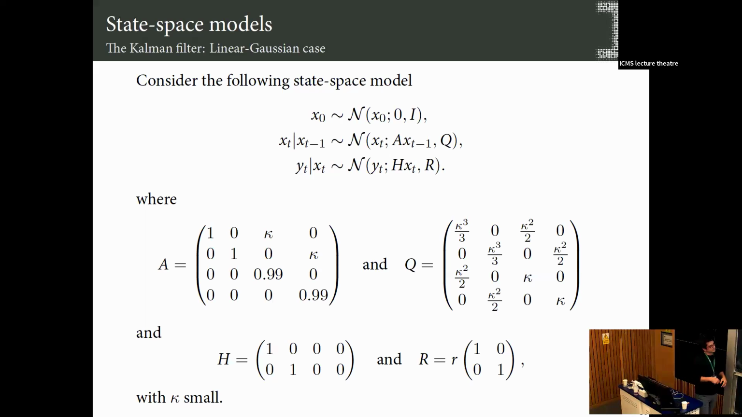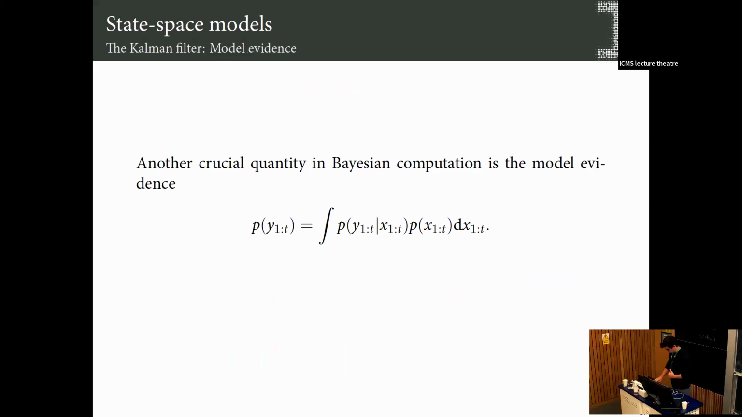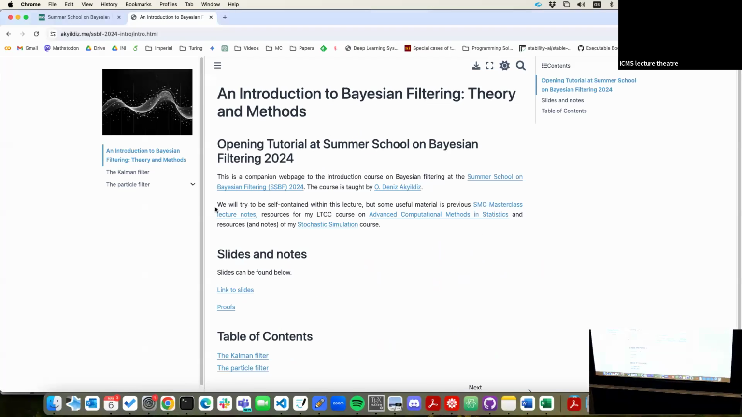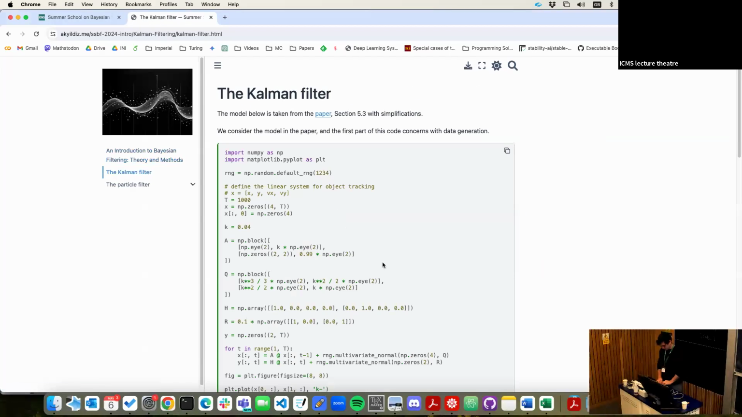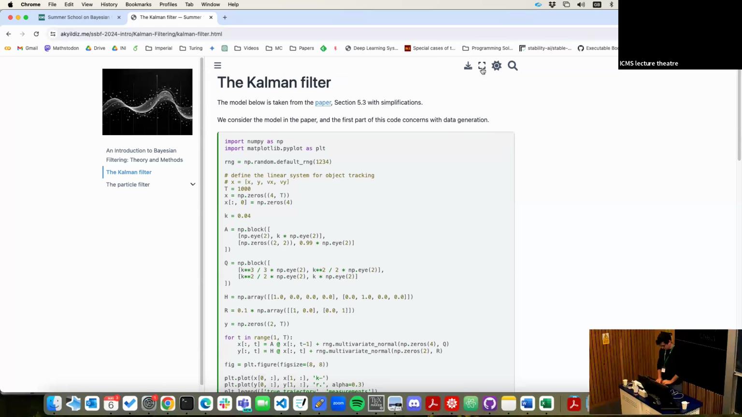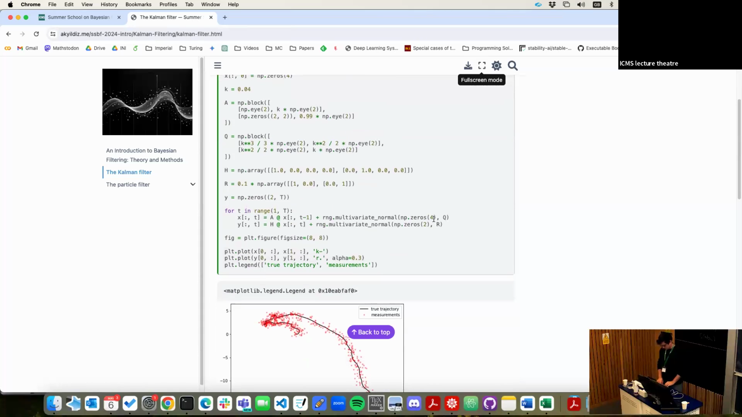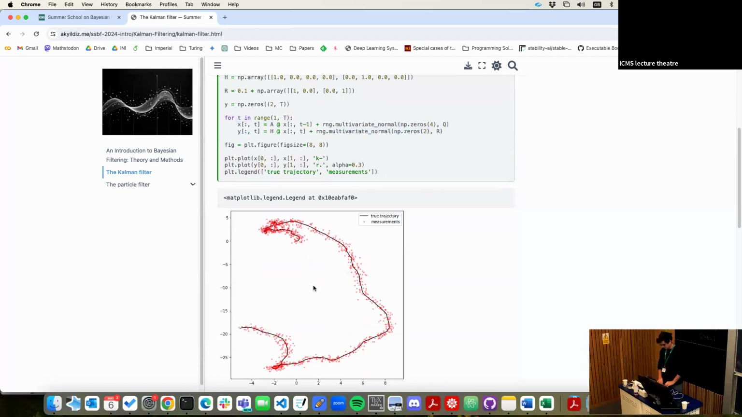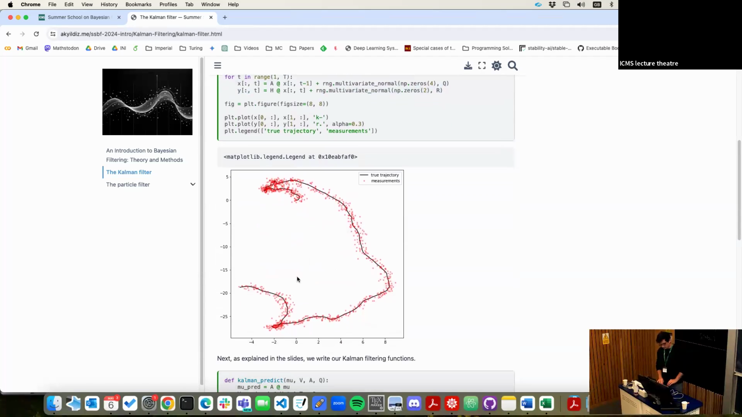So this is a very perfect model for something like a Kalman filter to be used. I'm not sure if I have it, but I can show you. For example, if you go to this page, this is the implementation. In order to do an experiment like this, you first generate data yourself, exactly from the model. And then this is the system you are dealing with.